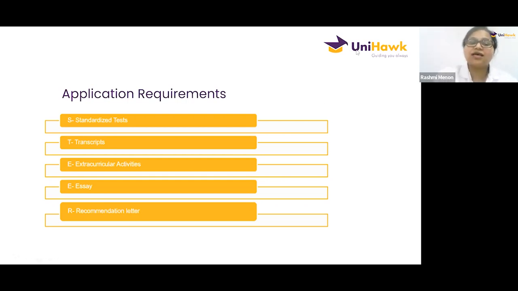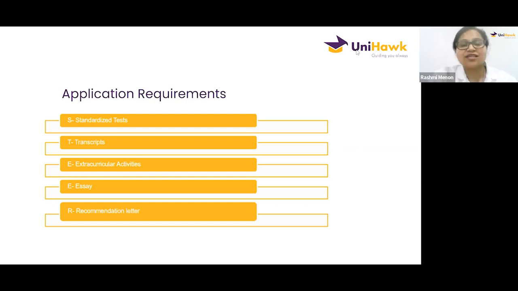The next one is an essay. As you're aware, as a part of an undergrad application, we submit an essay. And for the US and Canada, there are multiple essays that we submit. In fact, we can customize each essay for different schools, talk about specific programs that they offer or specific clubs that you would like to be a part of, etc.